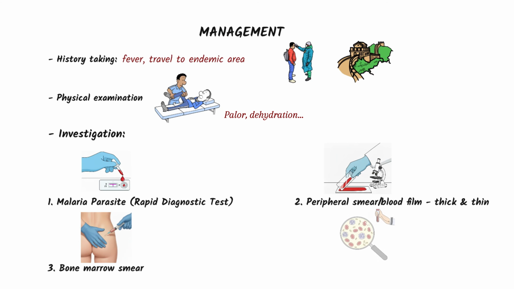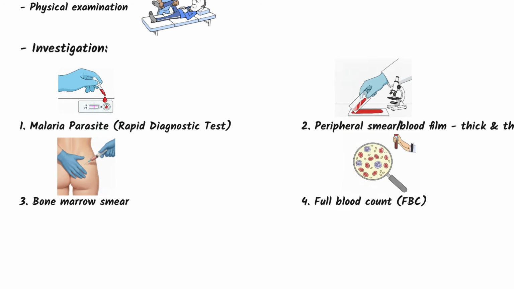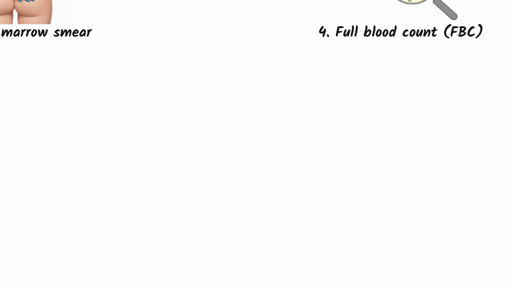Beyond this, the full blood count, FBC, offers vital supporting data. Malaria typically presents with a low total white blood cell count, WBC-TC. This is a powerful diagnostic clue as it quickly differentiates the infection from severe bacterial sepsis, which reliably causes a significant elevation in the white cell count. Understanding these laboratory nuances is essential for effective clinical decision-making.